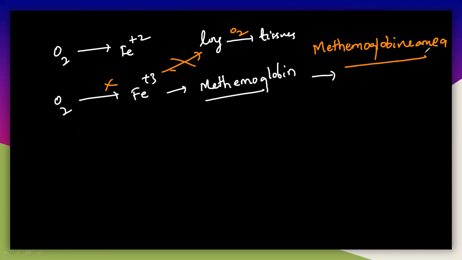So there is a disease called methemoglobinemia. This is not a globinemia. This is one of the diseases here. So why is it a disease? What is the reason for this? Because of the Fe+3 binding here, the oxygen is binding with the hemoglobin, which is Fe+3 here.